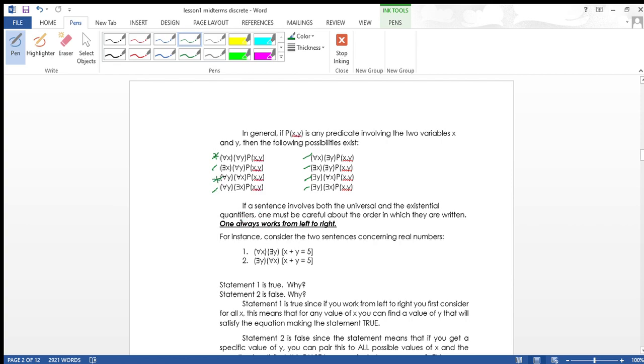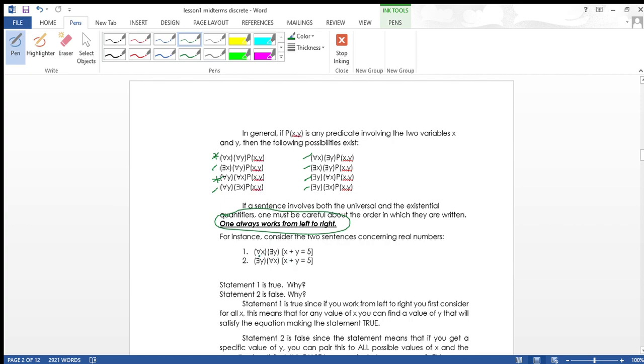And when you now want to consider the truth value of the proposition involving two variables and two quantifiers, according to this, we must always work from left to right. We must always work from left to right. So we have two examples here. Let's just look at these examples.